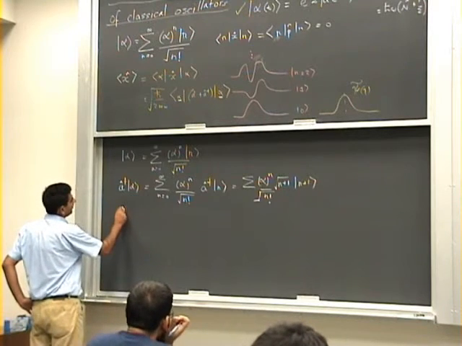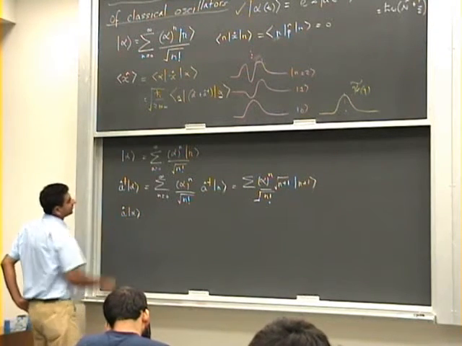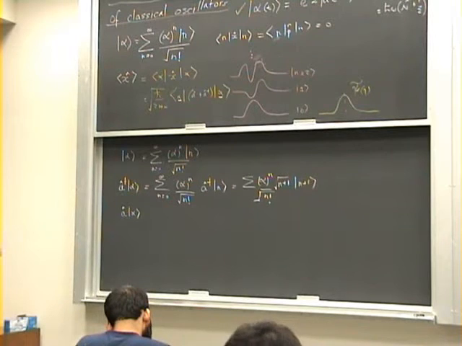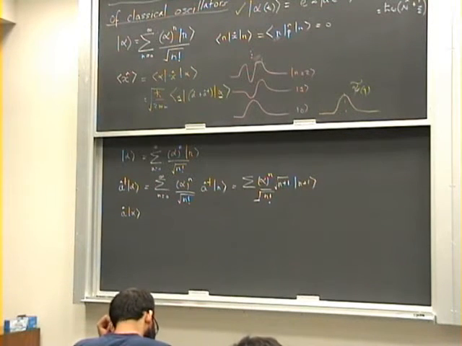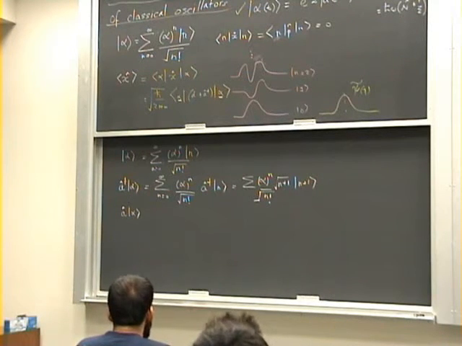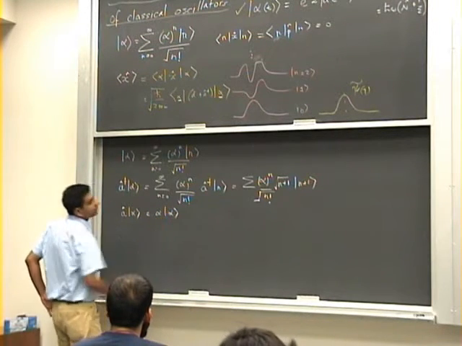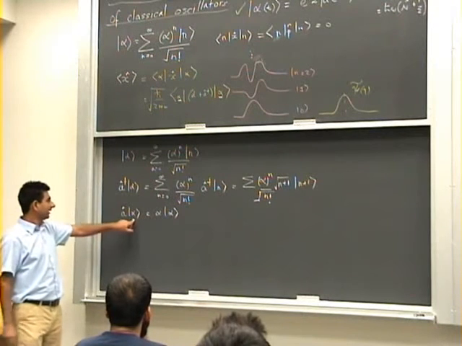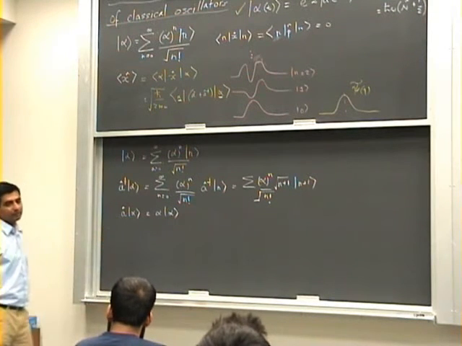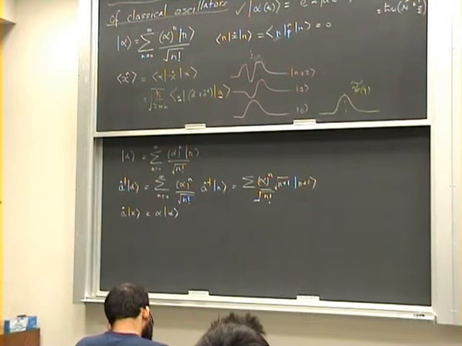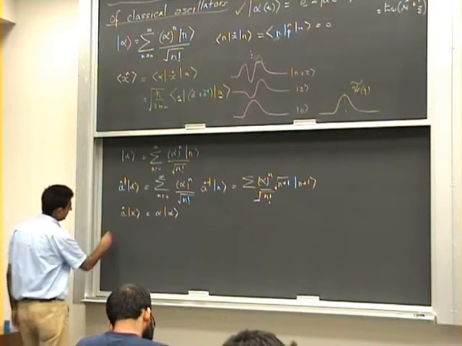Likewise, the lowering operator acting on ket alpha. What is the result of the lowering operator acting on ket alpha? Asad? It's just alpha times ket alpha, because the coherent state is an eigenstate of the lowering operator. Okay. So I can just plug in these values.